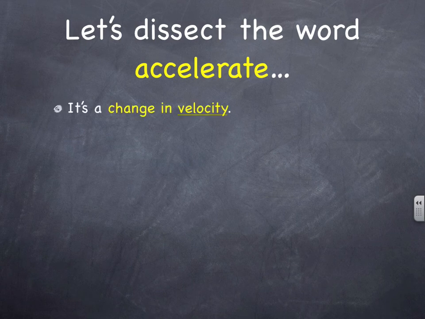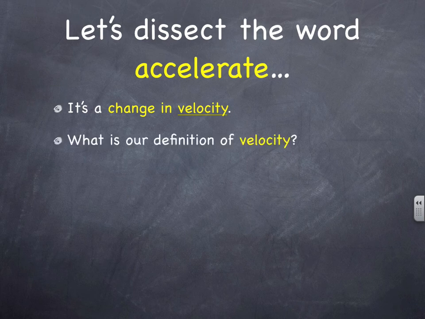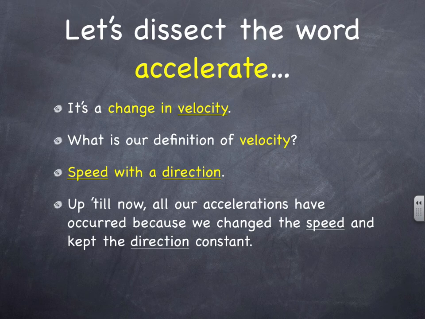We learned in previous units that an acceleration is a change in velocity, any change. If you're going faster, that's an acceleration. If you're going slower, it's an acceleration. It's anything that's a change in velocity. But we have to look at our definition of the word velocity. We learned that a velocity is a speed with a direction. Up until now, all of our accelerations have occurred because we changed the speed portion but kept the direction constant. I was still going forward, but I was either getting faster or slower. So I was changing the speed part, but leaving the direction the same.